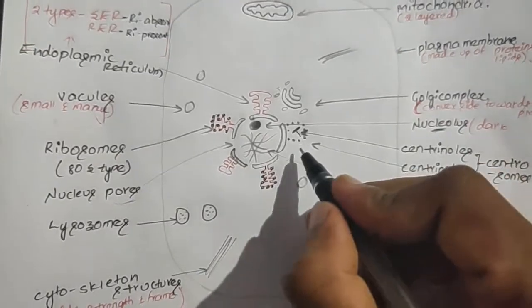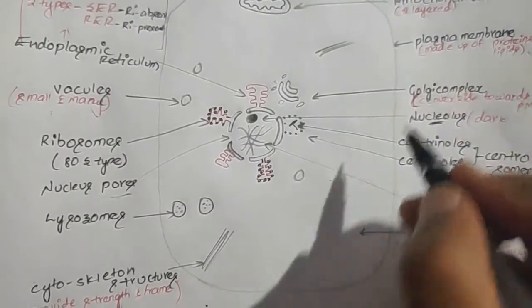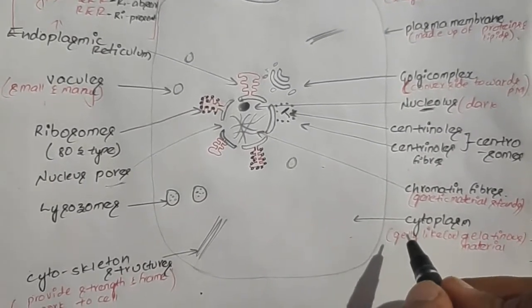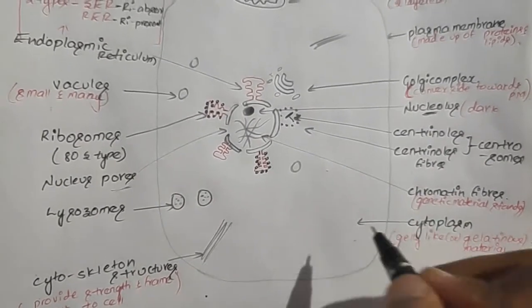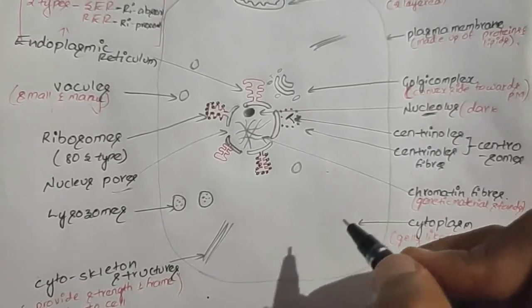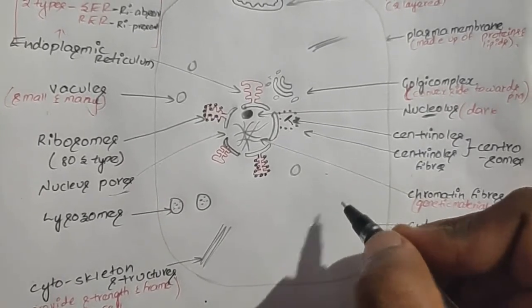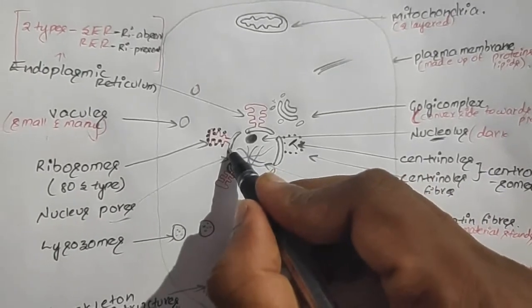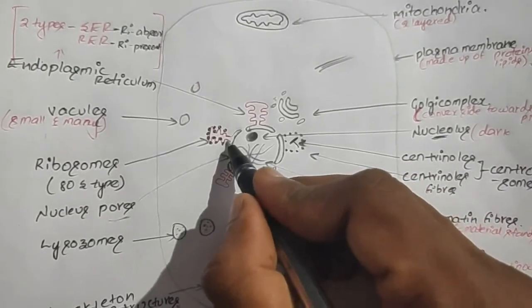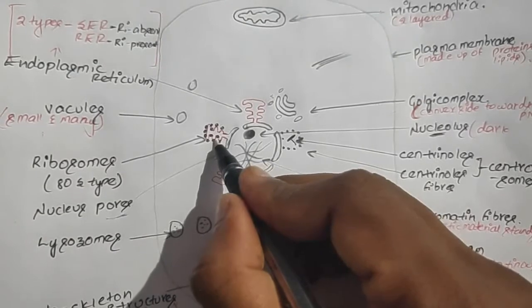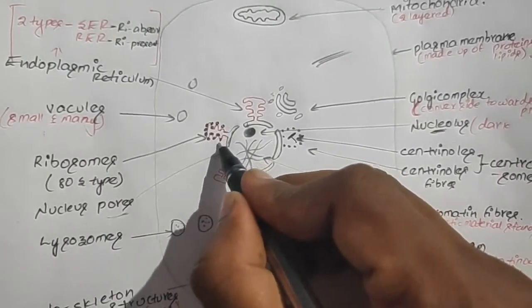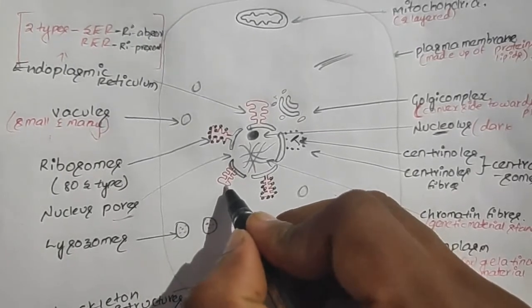The area between this nuclear membrane and the plasma membrane is completely filled with a jelly-like material known as the cytoplasm. In this cytoplasm are present membrane-bound structures, that is, organelles. From the nuclear membrane, a network of tubes known as the endoplasmic reticulum arises.